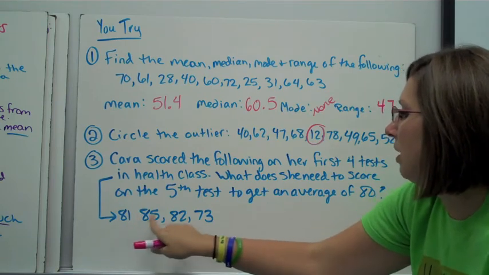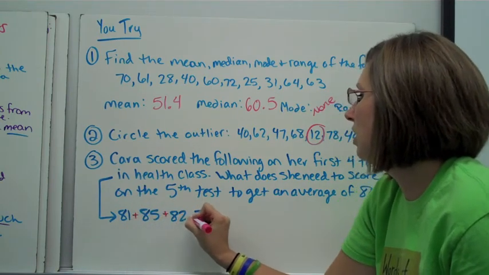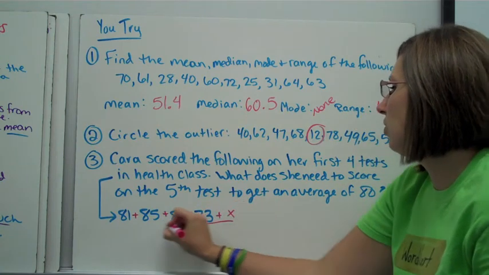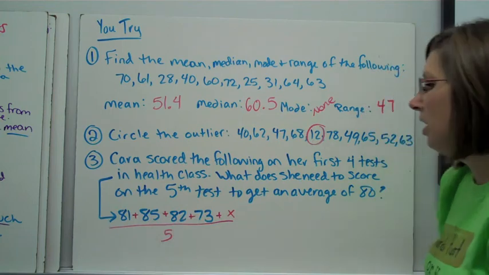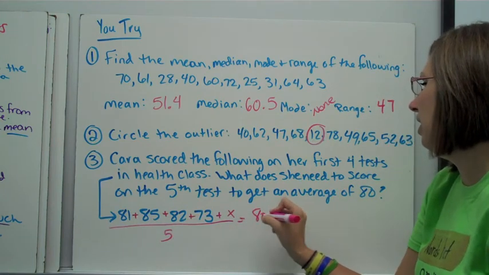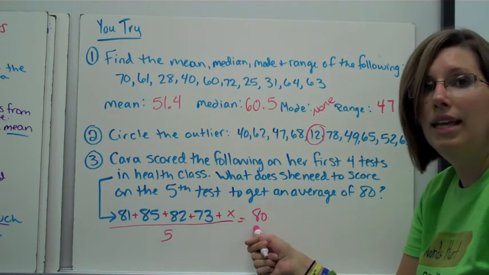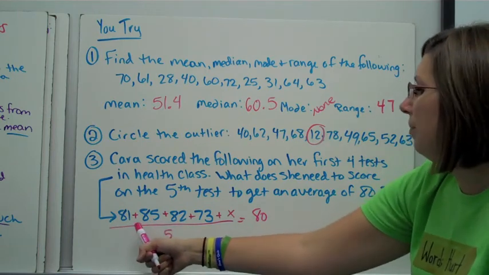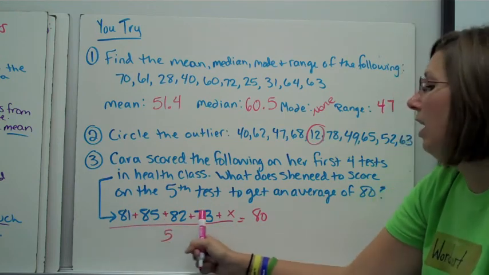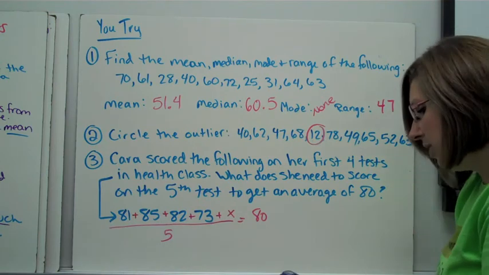What I'm going to do is I'm just going to erase these and use them as my workspace. So I'm adding all of her 4 tests plus what she's going to score on the 5th test, divide by 5, and we want that to equal an 80. Okay? We know that she can get an 80, that's possible, because she's gotten some numbers higher than an 80 and one number that's lower than an 80.